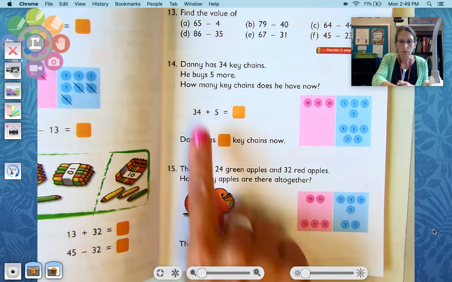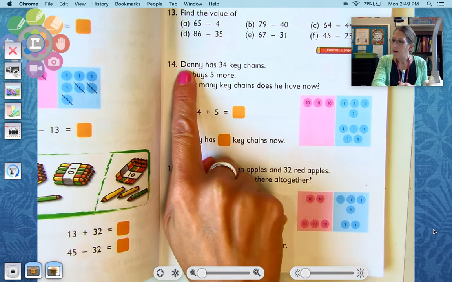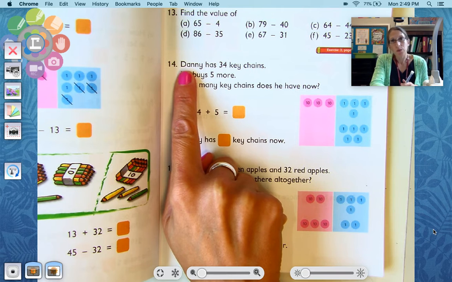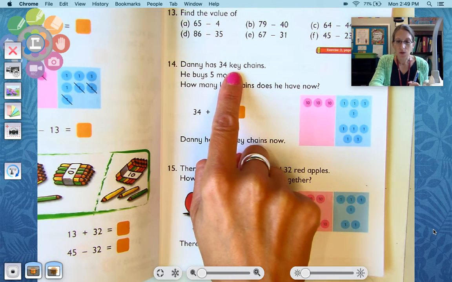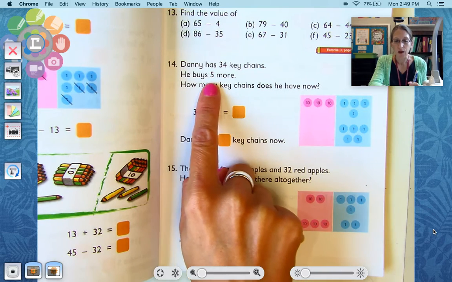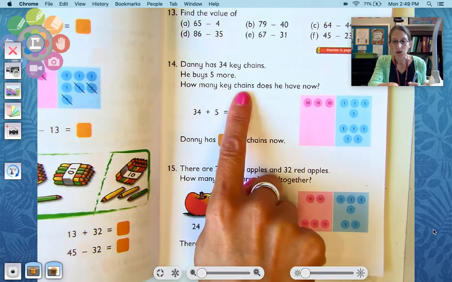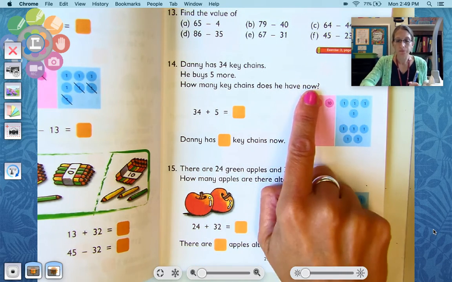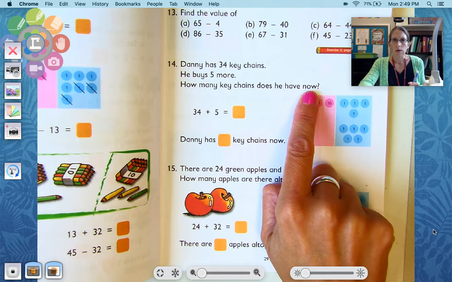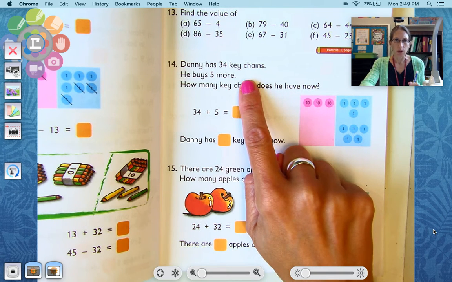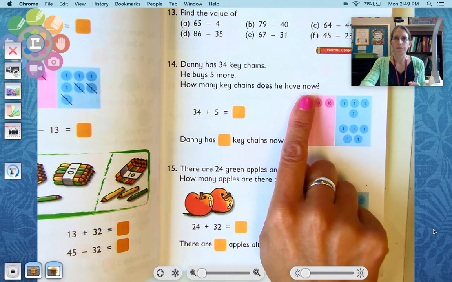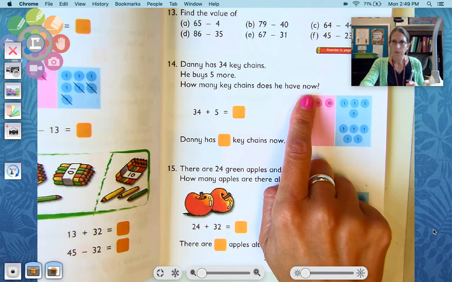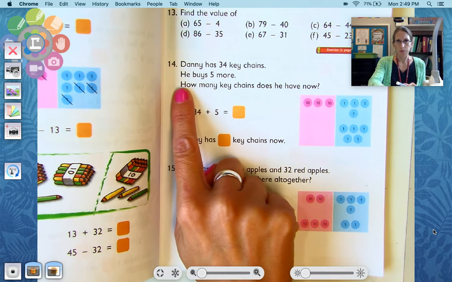So I'd like to look at number 14. And the first thing that we do in a word problem is we read the problem. So let's read it. Danny has 34 keychains. He buys 5 more. How many keychains does he have now? Okay, so he has 34 keychains and he buys 5 more. How many keychains does he have now? So we've read the problem. Now something we're going to work towards is underlining the question. So maybe we can just do that with our finger.